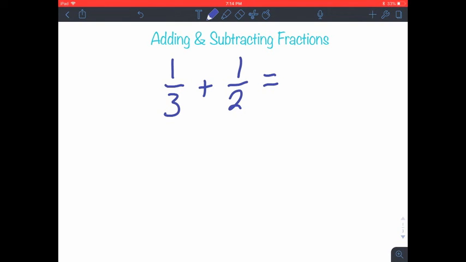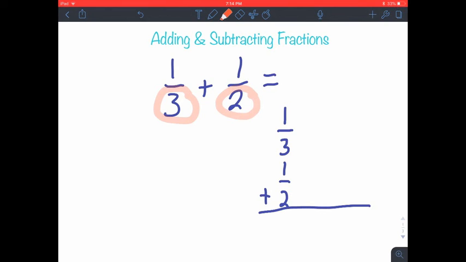So the first thing I like for my students to do is to go ahead and line up the fractions vertically. So I'm going to write my problem vertically. Then the next thing that you would do is focus on the denominators. So I've got a denominator of 3 and a denominator of 2.